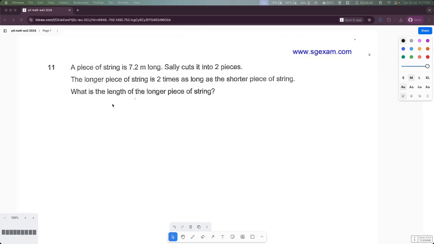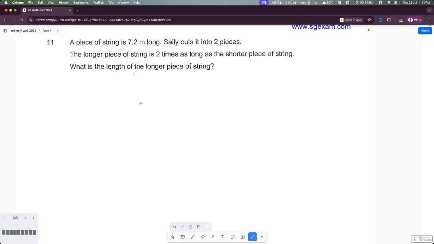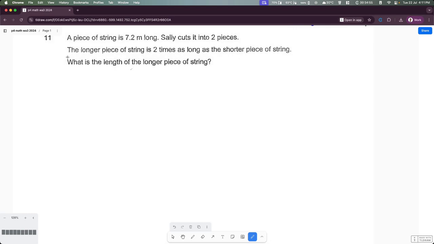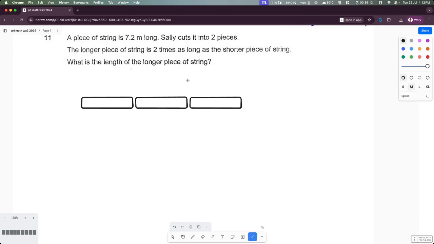Question 11. Okay, so a piece of string is 7.2 meters long. Sally cuts it into two pieces. The longer piece of string is 2 times as long as the shorter piece. So what's the length of the longer piece? In this case, we can just work backwards. The longer piece is 2 times as long, so I'm going to draw a model, right? So in a way, you have 3 units, right?